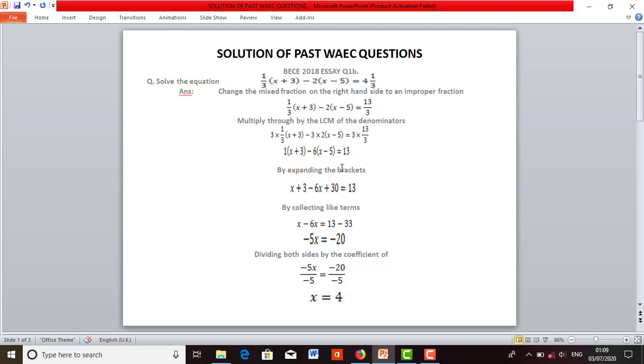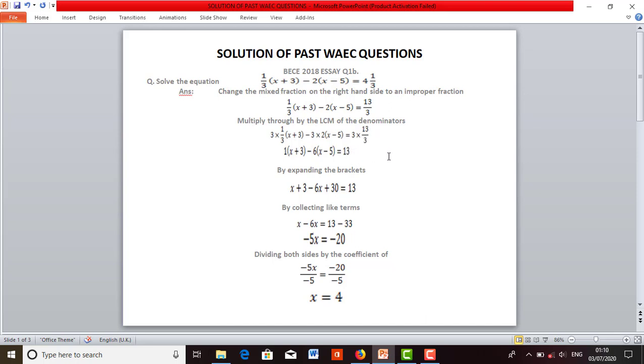Now you will notice this 3 will cancel this 3, and also this 3 will cancel this 3. So we are left with 1 into (x + 3) minus, because we multiply 3 by 2, it gives us 6. So we have minus 6 into (x - 5) equals, because this 3 and this 3 are gone, we have 13 that is left.